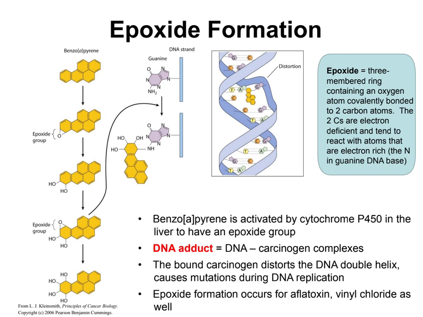So epoxide formation is known to create this problem, and this is what we call DNA adducts. This is when we have a DNA and a carcinogen that form a complex. It distorts the DNA double helix, which results in mutation during replication. So this can occur for a number of different carcinogens, and it also includes aflatoxin, vinyl chloride, as we had in our example in class.